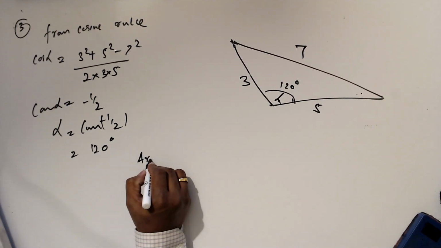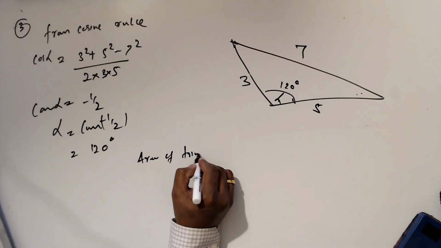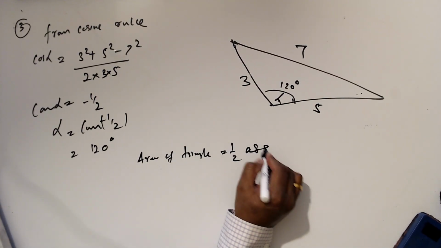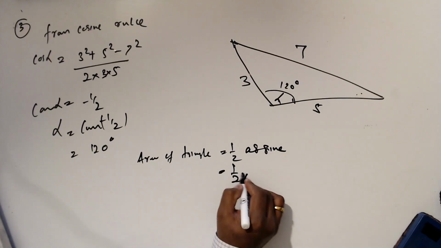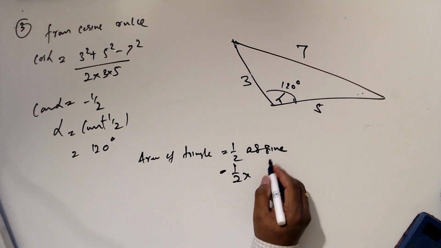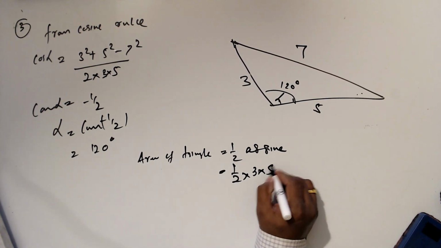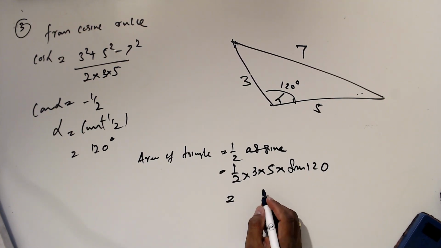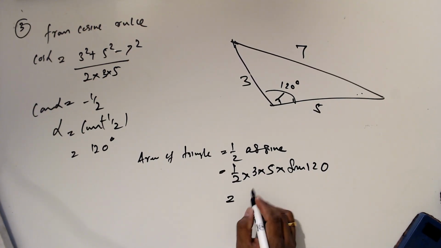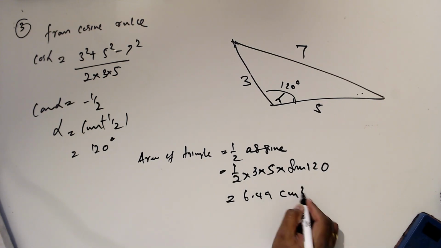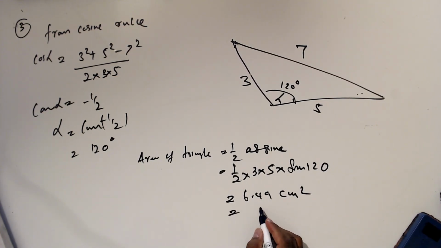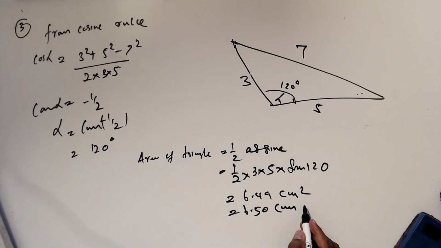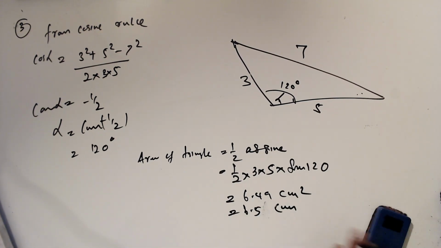Now area of triangle is half a b sine C, half times 3 and 5 and sine 120. You will get 6.49 square centimeters. We round up to 6.5 square centimeters.